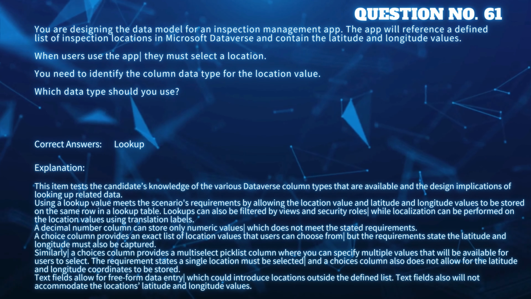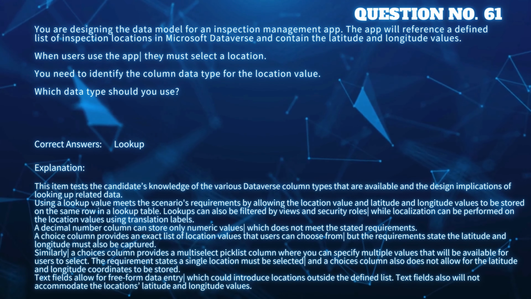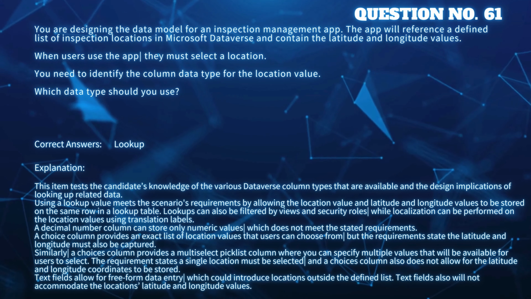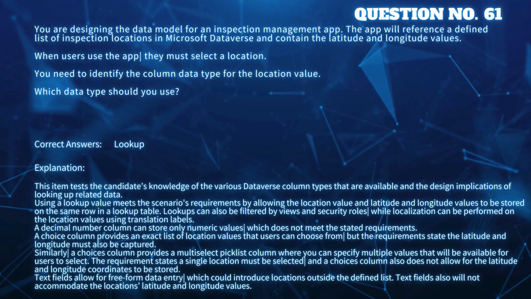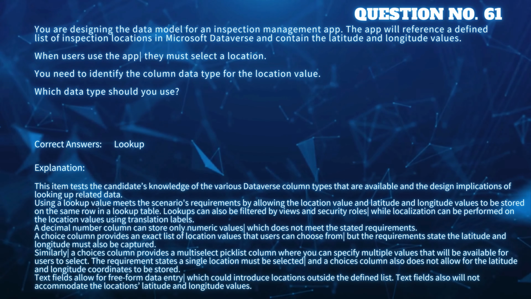A choice column provides an exact list of location values that users can choose from, but the requirements state the latitude and longitude must also be captured. Similarly, a choices column provides a multi-select pick list column where you can specify multiple values that will be available for users to select. The requirement states a single location must be selected, and a choices column also does not allow for the latitude and longitude coordinates to be stored. Text fields allow for free-form data entry, which could introduce locations outside the defined list. Text fields also will not accommodate the location's latitude and longitude values.